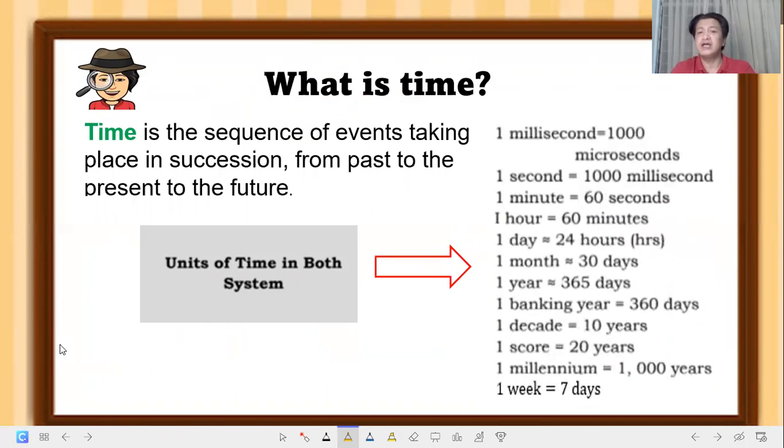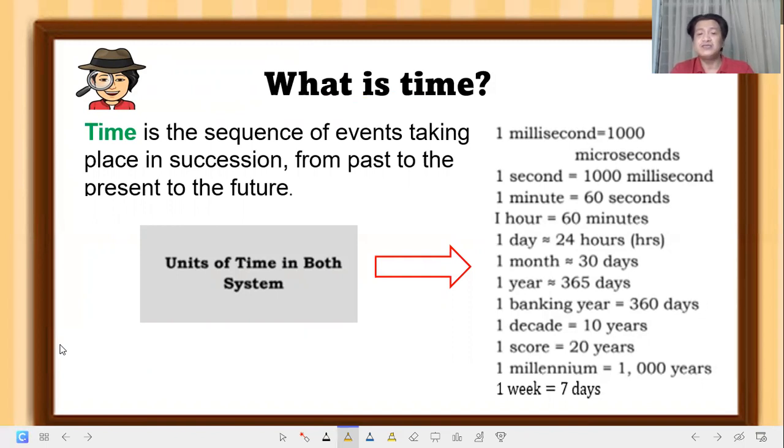Okay, meron tayo dyan. 1 millisecond is equal to 1,000 microseconds. 1 second is equal to 1,000 milliseconds. 1 minute is equal to 60 seconds. 1 hour is equal to 60 minutes. 1 day, that is approximate 24 hours. 1 month, 30 days. 1 year is equal to 365 days. Okay, minsan di ba na pag nagkakaroon tayo ng leap year, 365 and 1/4. And that is 1 banking year, 360 days.